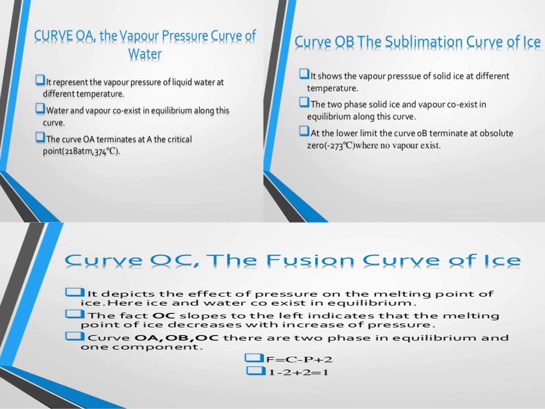Curve OC is the fusion curve of ice, which shows the effect of pressure on the melting point of ice. Here ice and water coexist in equilibrium. The fact that OC slopes to the left indicates that the melting point of ice decreases with increase of pressure. For curves OA, OB and OC, there are two phases in equilibrium and one component, so F = 1.